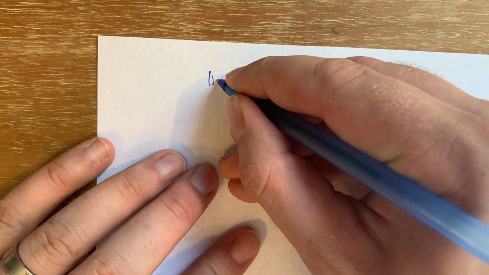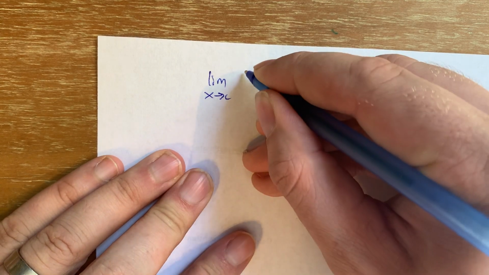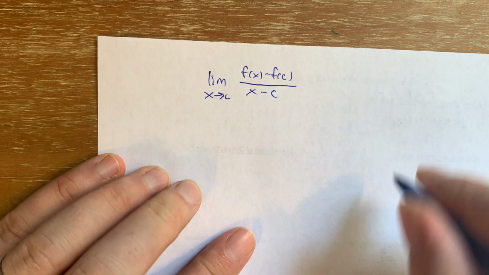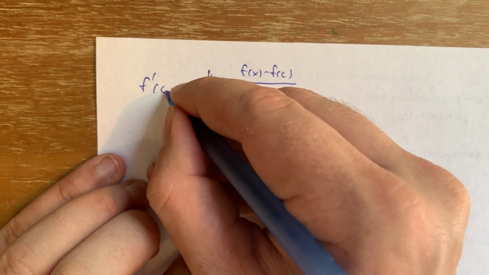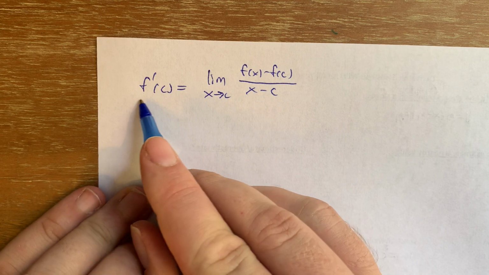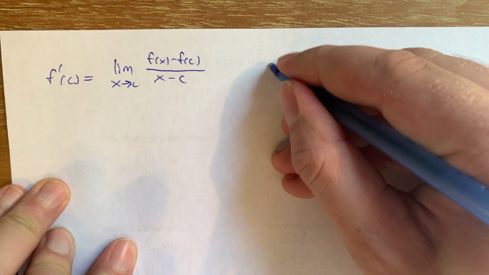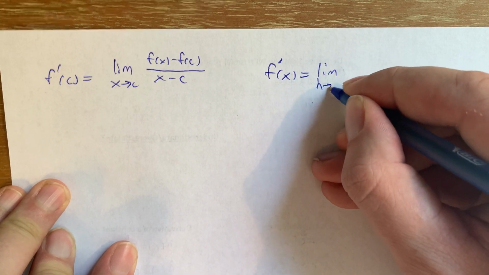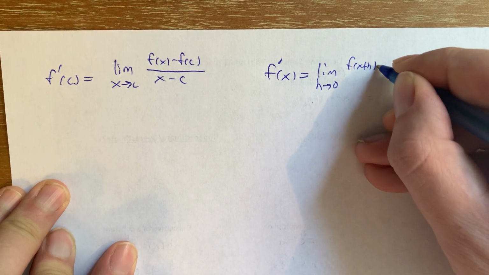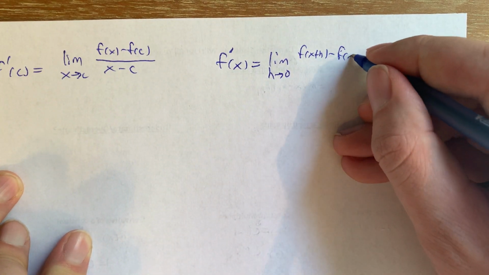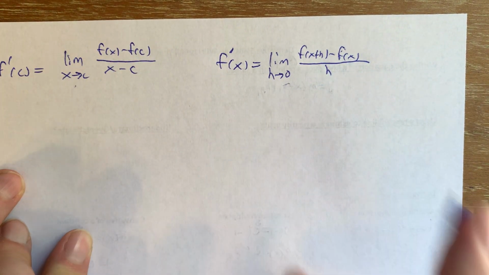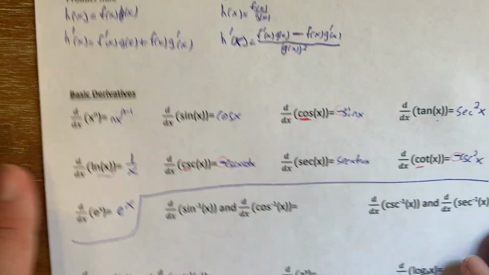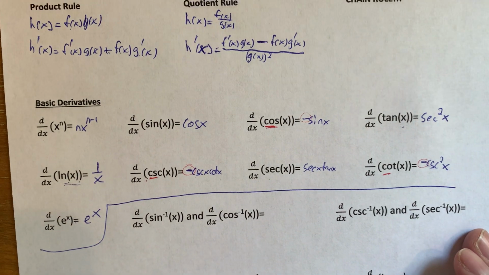We also need the limit as x goes to c of f of x minus f of c over x minus c. This is the derivative at a point. This needs to be memorized. So the derivative at a point is this limit definition, and the derivative function is the limit as h goes to 0 of f of x plus h minus f of x over h. And these, along with all of these, should be put onto flashcards and memorized. That's kind of your goal for tonight.